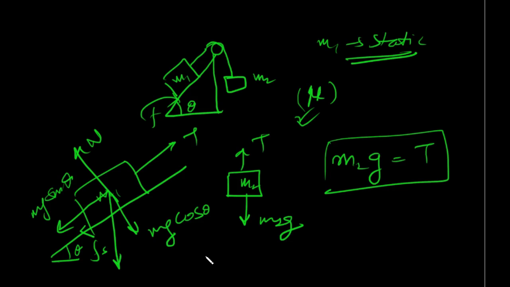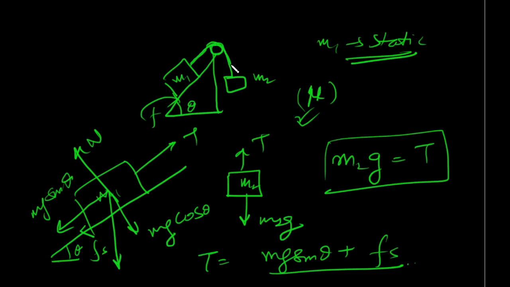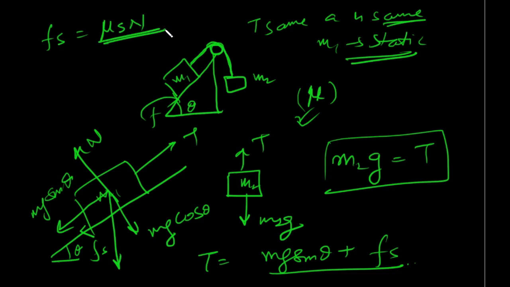So T would be equal to mg sin theta plus the static friction, because the block is static right now. And as I earlier told you, the rope is massless and non-stretchable. So tension will be same and acceleration will be same. T is same and a is same. I have explained this in my earlier video. And Fs would be equal to mu s into N, as I explained earlier.